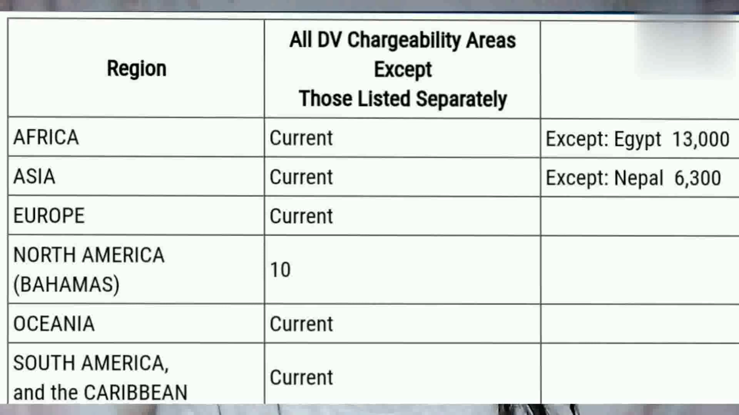Region, Asia, all DV chargeability areas except those listed separately is current, except Nepal 6,300. Region, North America, Bahamas 10, Oceania current, South America and the Caribbean is current.